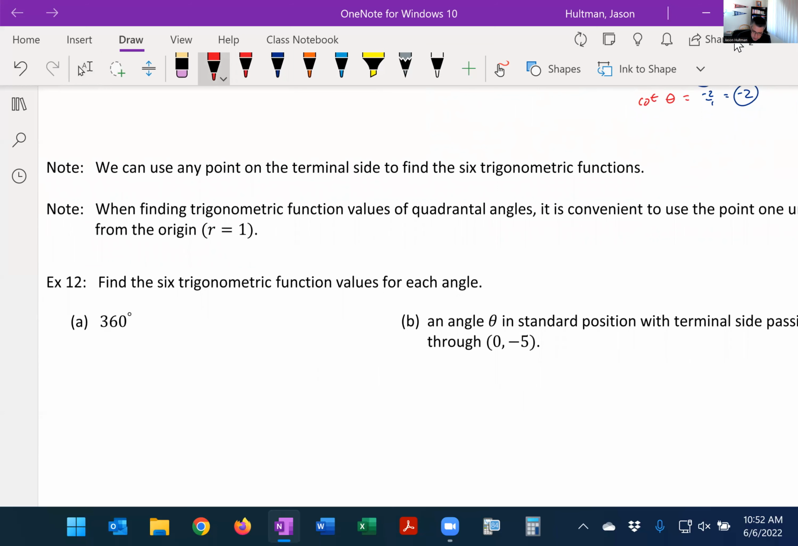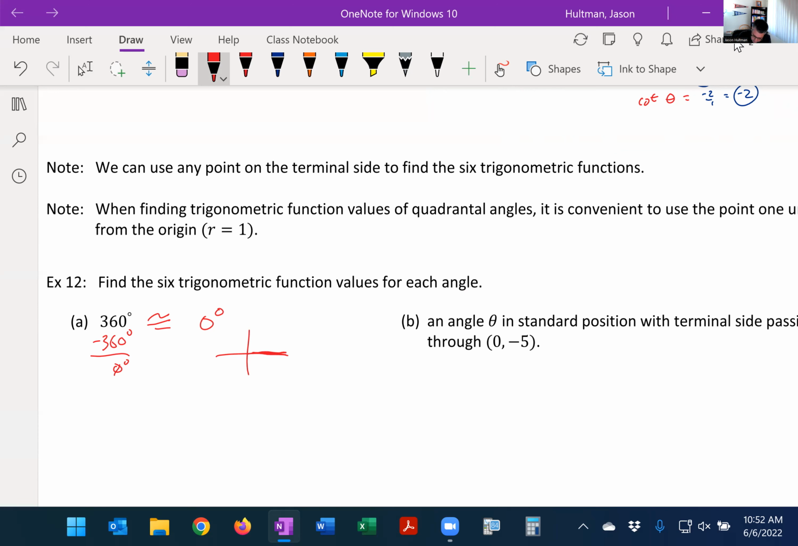Okay, so find the 6 trigonometric function values for each angle. So we want the angle of 360. Well, 360 is congruent to 0 degrees. If I were to just subtract 360, I would get 0. Okay, and so this is at 0 degrees. Well, what is 0 degrees? Well, that's just out here.